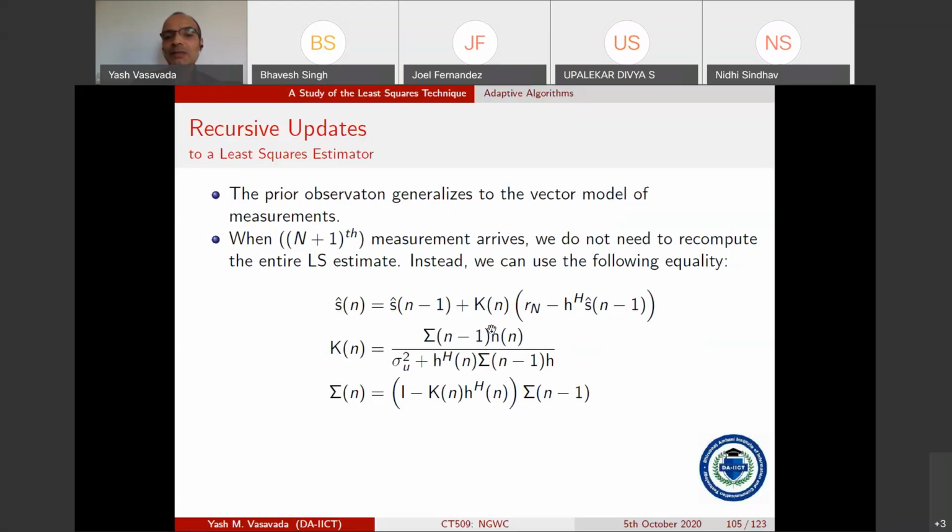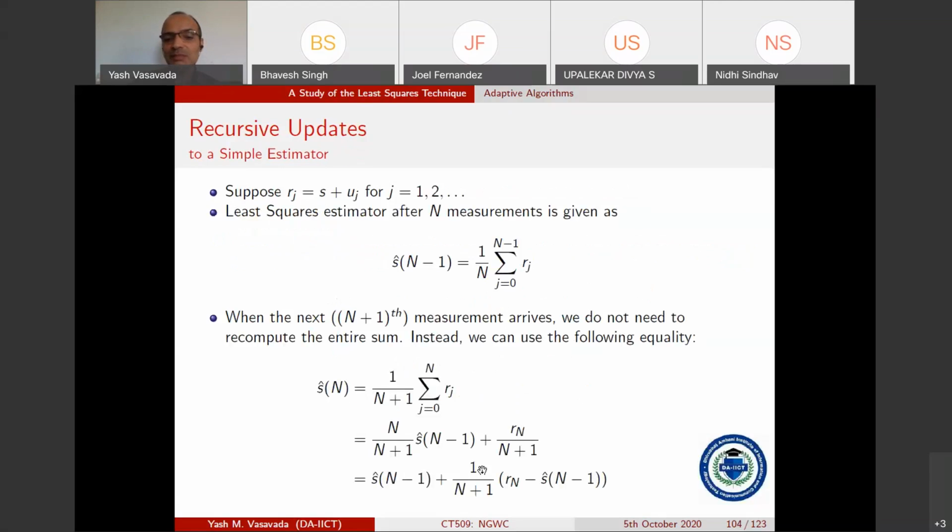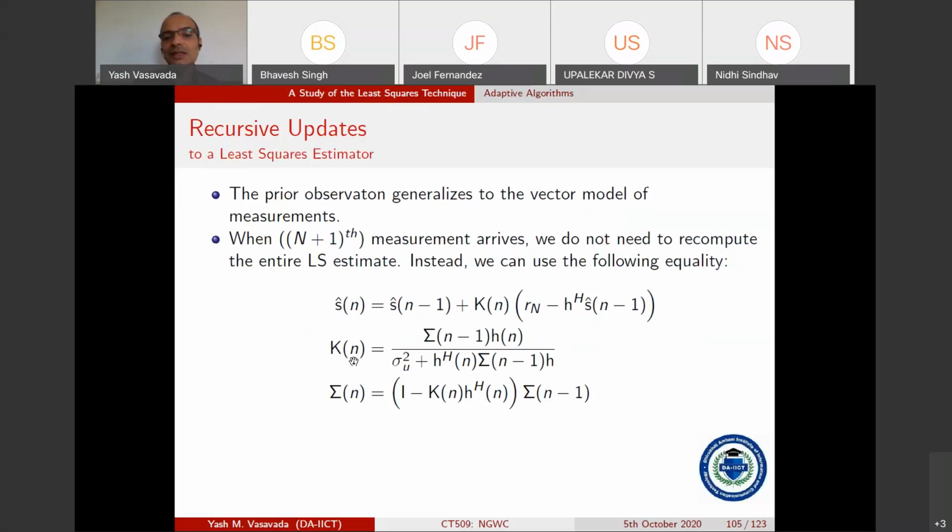That prediction error I multiply with this gain term, k of n. K of n for this example was very simple. It was just 1 over n plus 1. In the general case, k of n takes a complicated form, which is shown over here. And it is driven by this correlation matrix, sigma. And I need to keep on updating the estimate of the correlation matrix also.